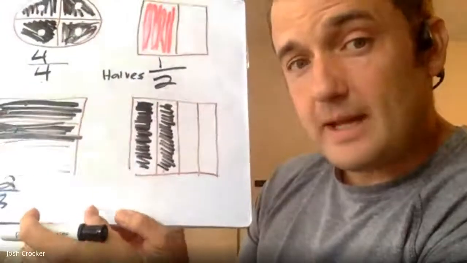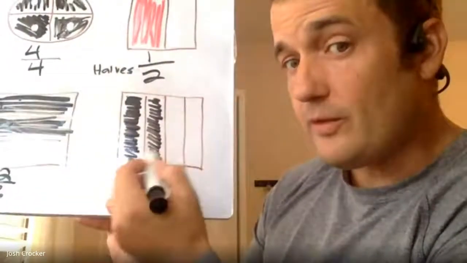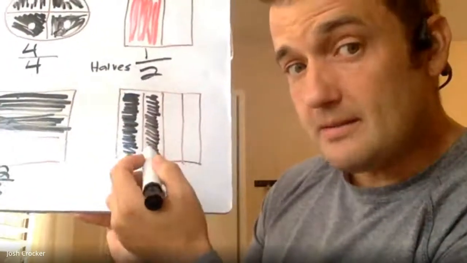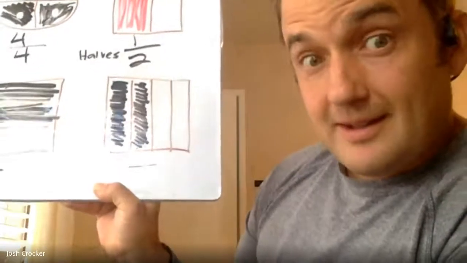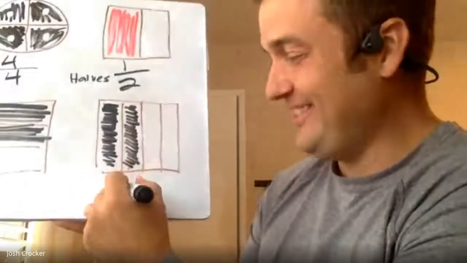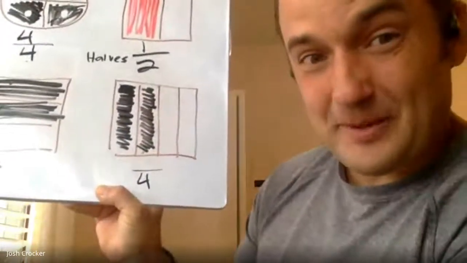So last example, we've got 4 pieces, right? Top number or bottom number? This is like a Dora moment. You got it. It's 4. Okay, 4 pieces, and it goes on the bottom.